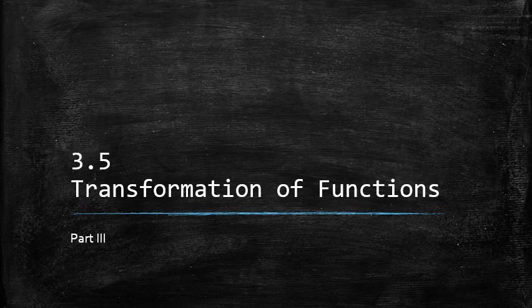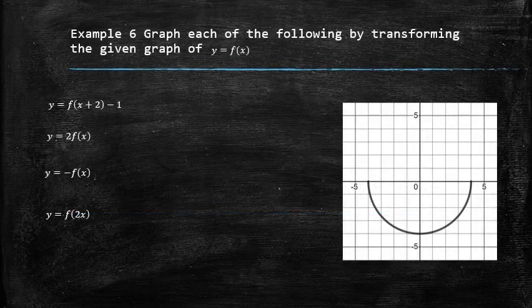Hi class, this is part 3 of section 3.5. Okay, we're up to example 6. We want to graph each of the following by transforming the given graph of y equals f of x. So we have in our picture a semicircle, basically the bottom half of a circle.